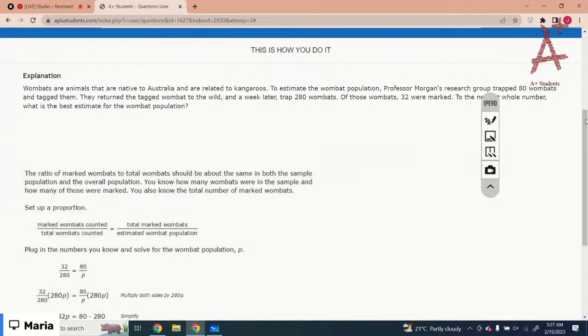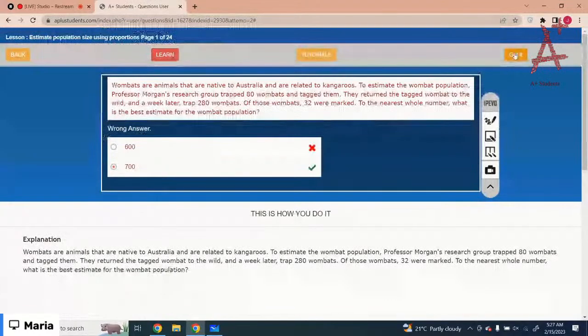Got it? So it would be then 32 over 280 equals 80 over P. That's the mistake I made. Yes, the value of P is 700. So the correct option is 700.